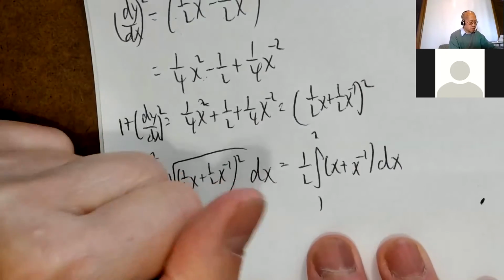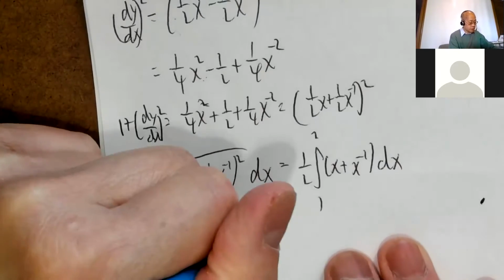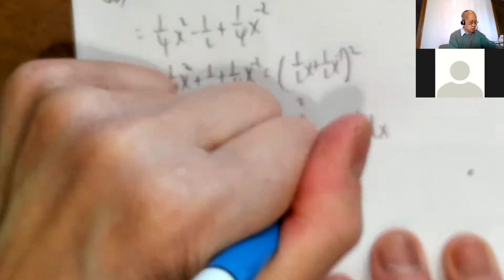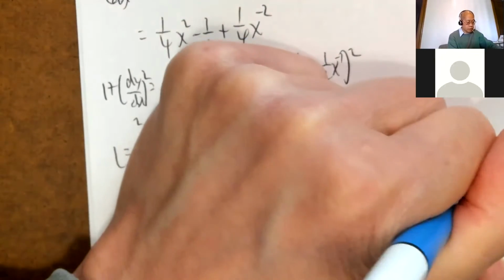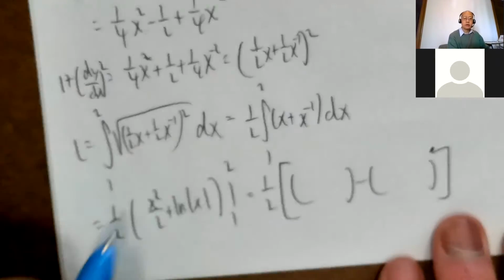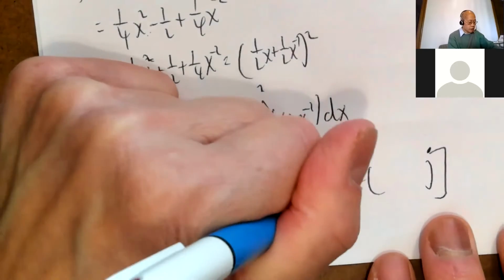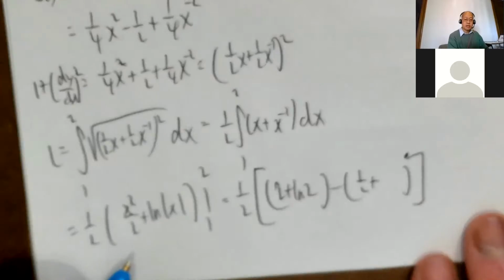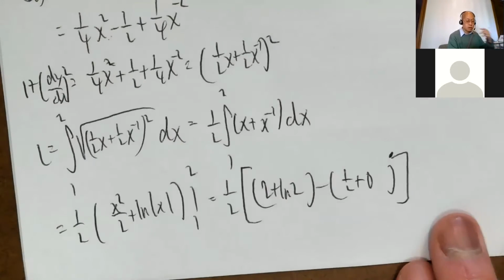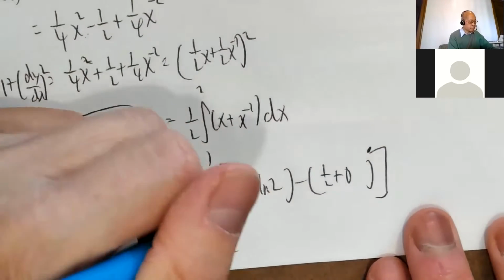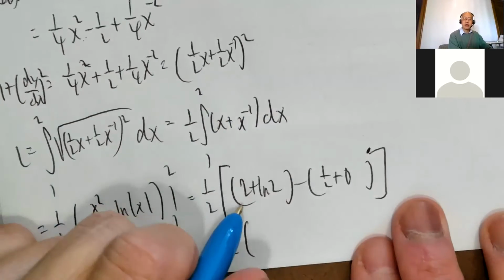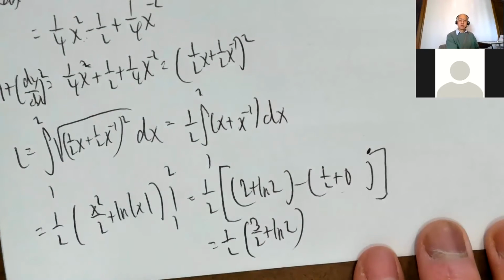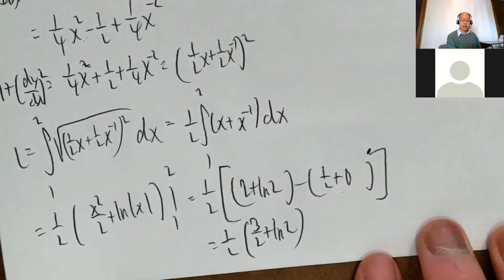Okay, so that's going to be x squared over 2 plus ln|x| from 1 to 2, equals 1/2 times (the value at 2 minus the value at 1). Plug in 2, I get 2 plus ln|2|. Plug in 1, I get 1/2 plus ln 1, which is 0. So 1/2 of (2 minus a half) is 3/2 plus ln 2. And yeah, you could leave it like that, assuming I didn't make any mistakes.